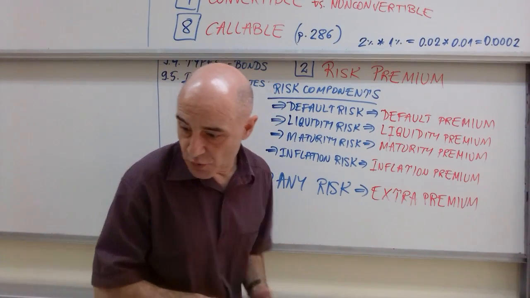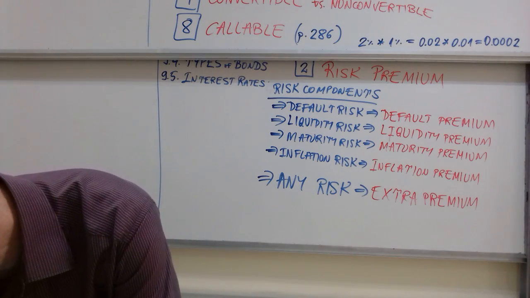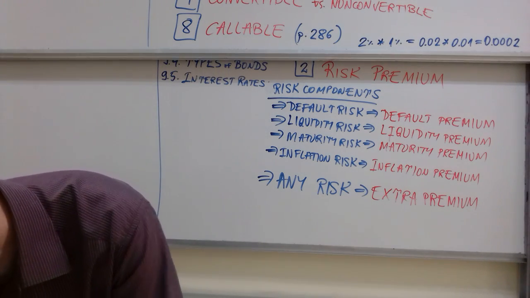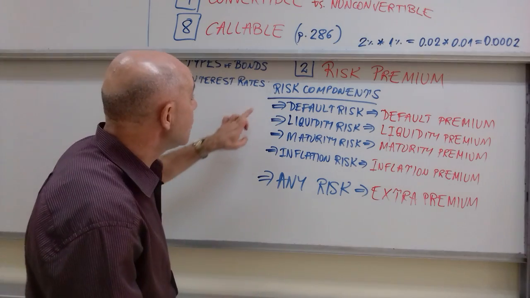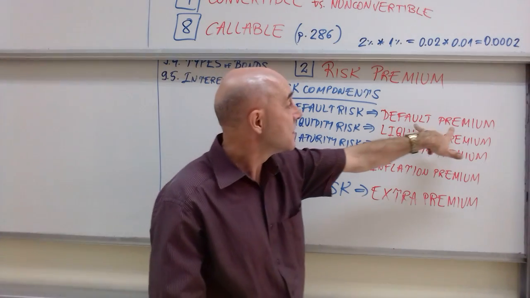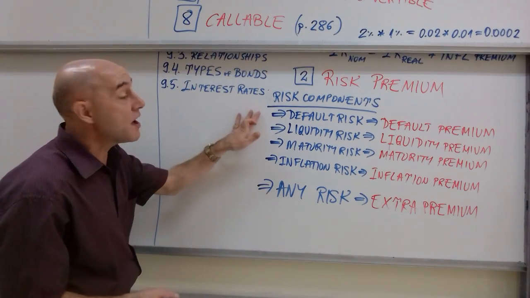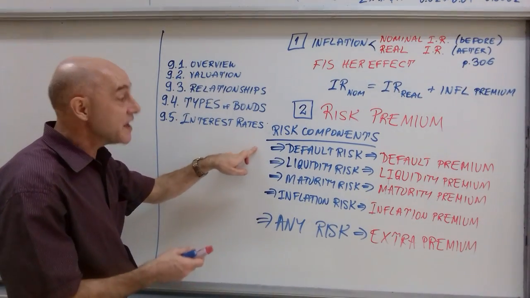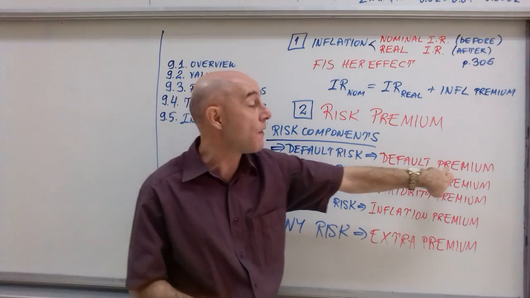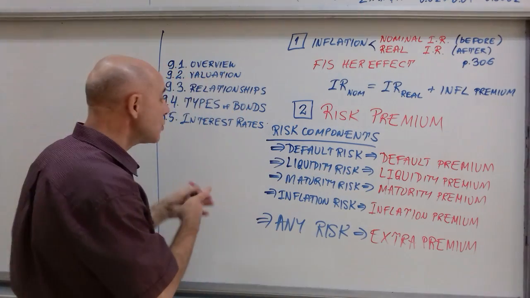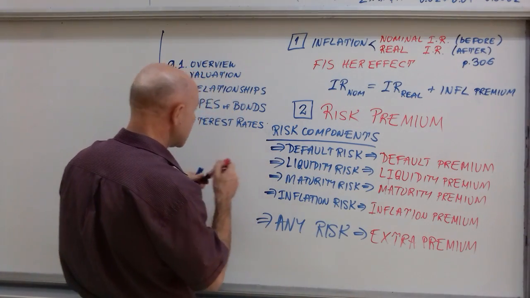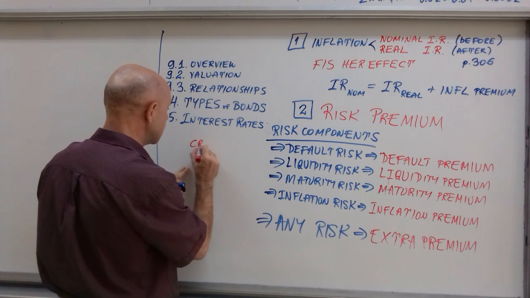Now, let me see where I was. Back to my stuff. Okay. Now, default risk becomes default premium. I already covered this before. It's got a different name. The default premium is equally called credit spread.